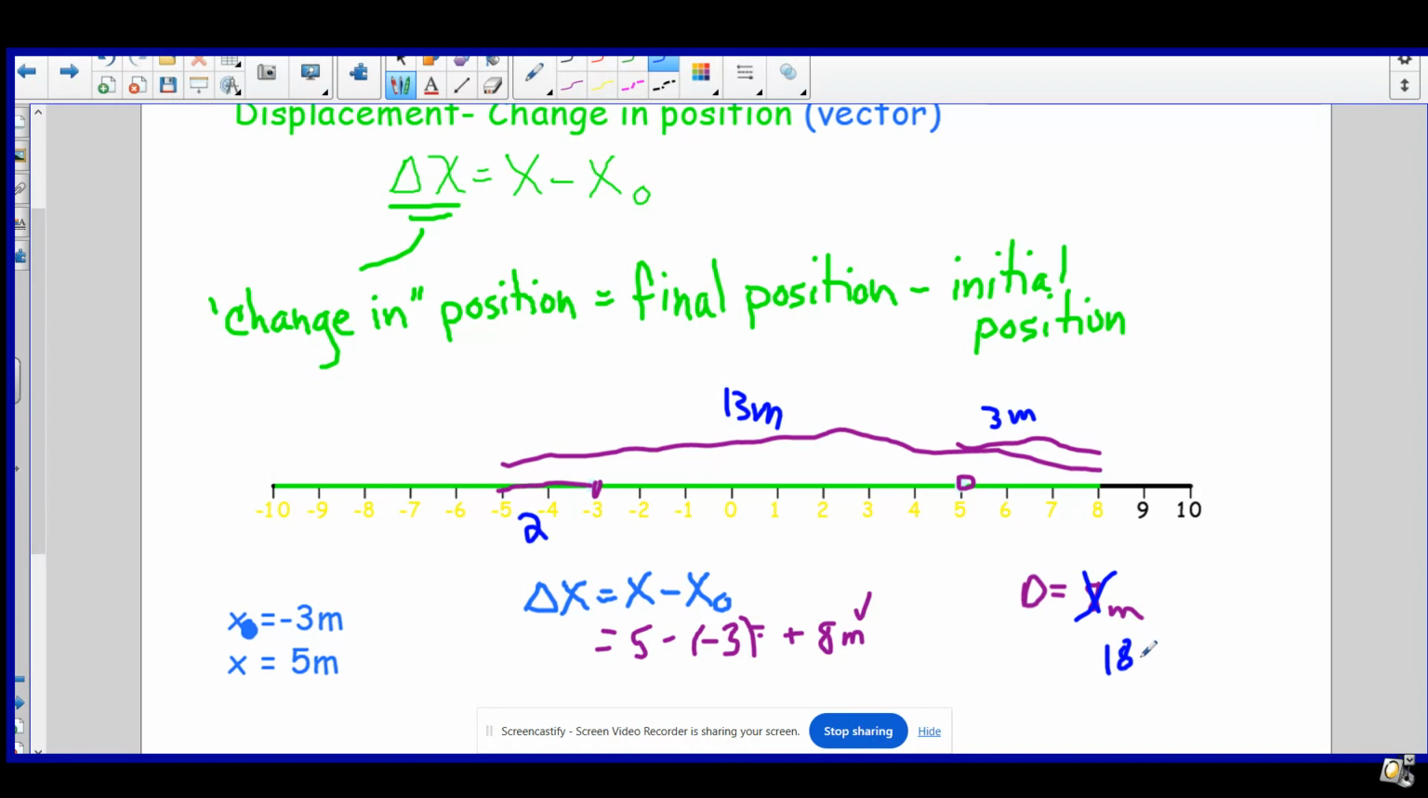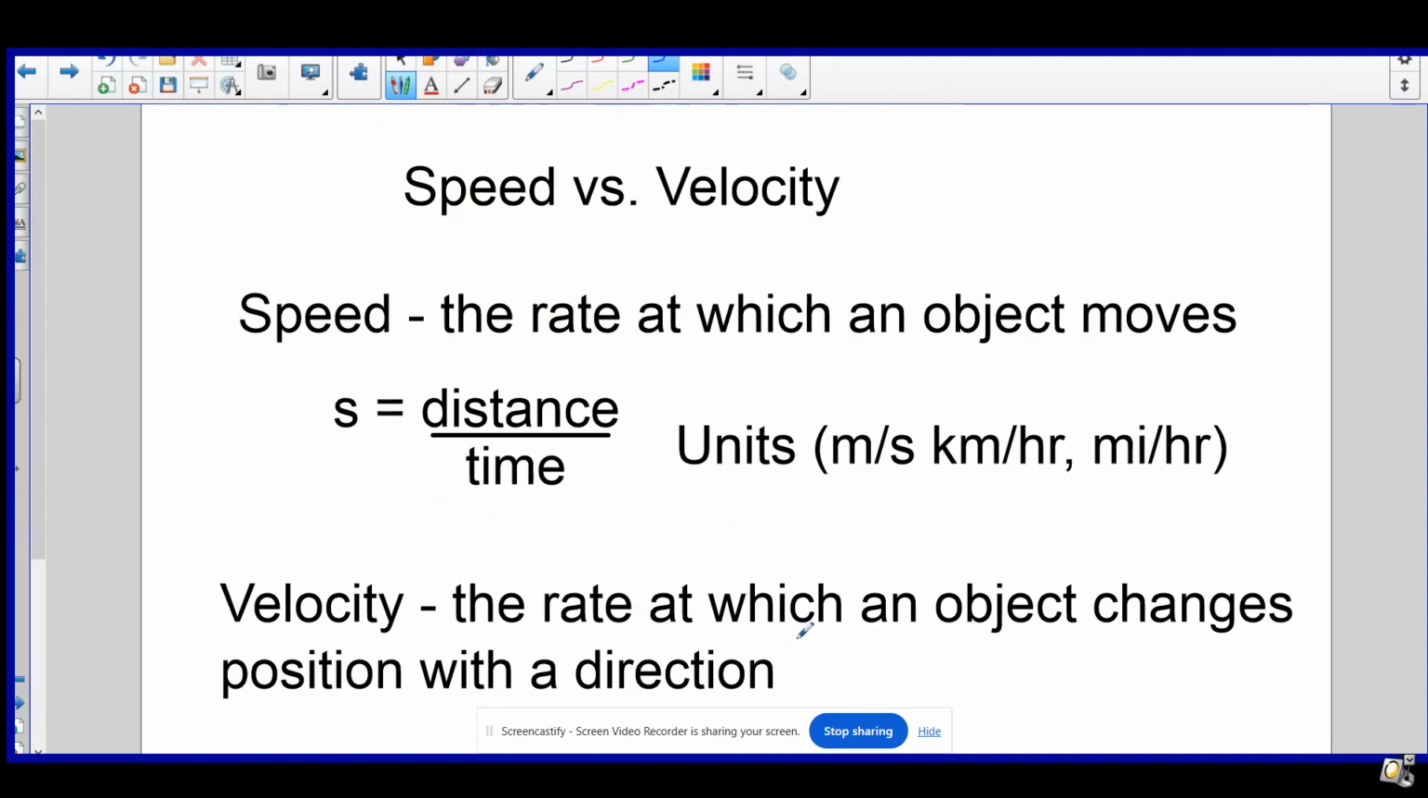So we can see the difference in that measurement when we include the direction as a vector quantity like displacement, and when we don't include the direction for a scalar quantity like distance. So these are both lengths, but my vector quantity displacement included the direction. I ended up 8 meters to the right of where I started, so that's why it's positive. Okay? All right. 2 more new vocabulary words, speed and velocity.